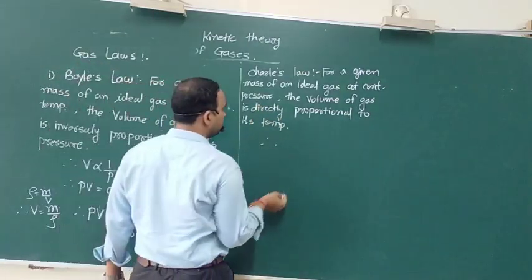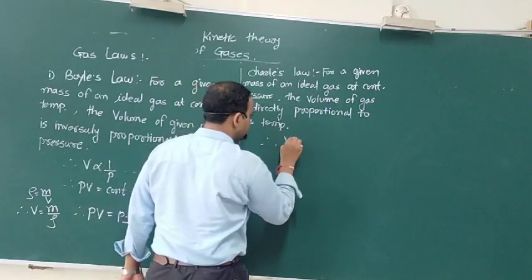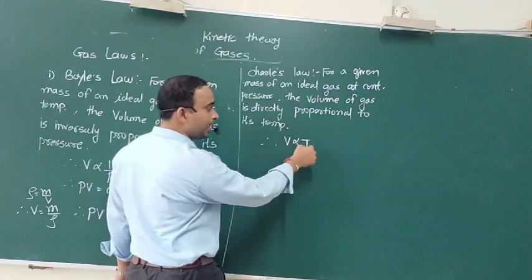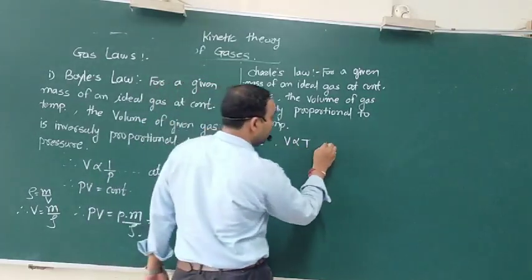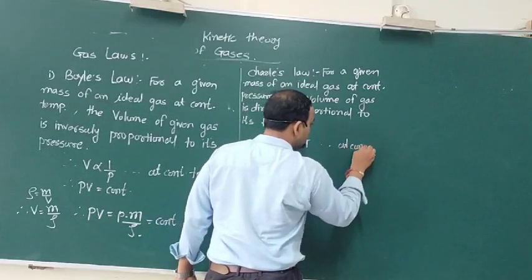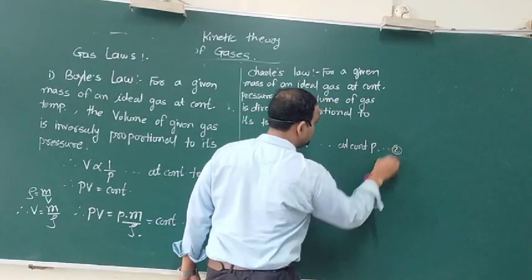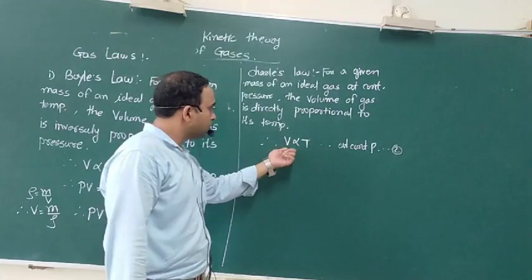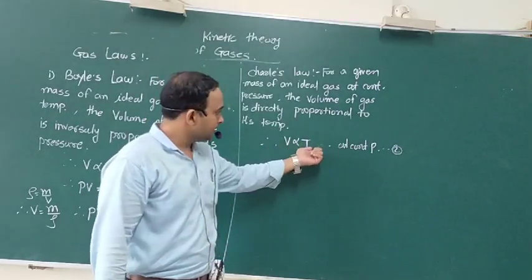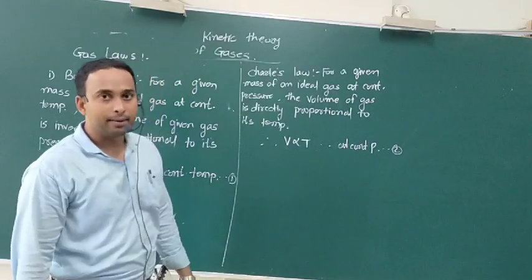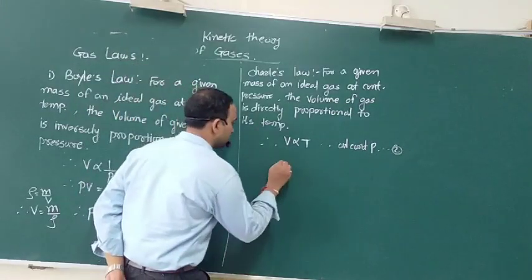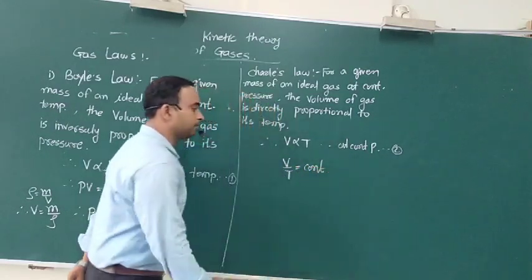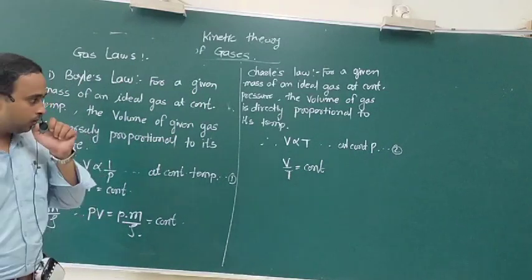Therefore, it can be written in equation form, that is V is directly proportional to T, when the volume of the gas is directly proportional to temperature at constant pressure. Equation number 2. When the pressure of given gas is constant, then the volume of gas is directly proportional to its temperature. So V upon T is equal to constant.